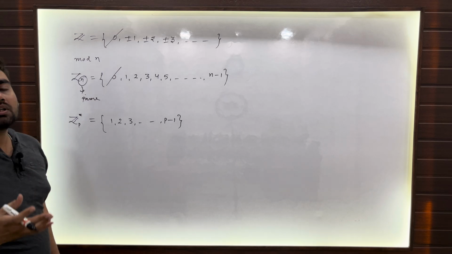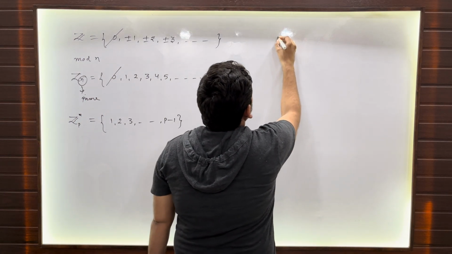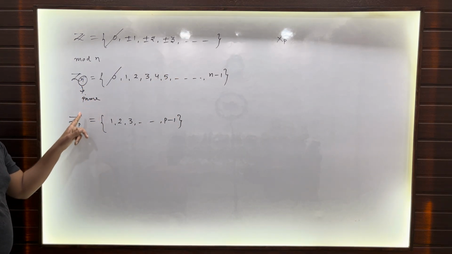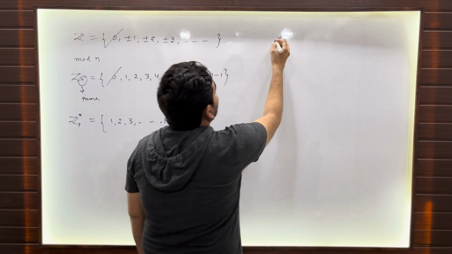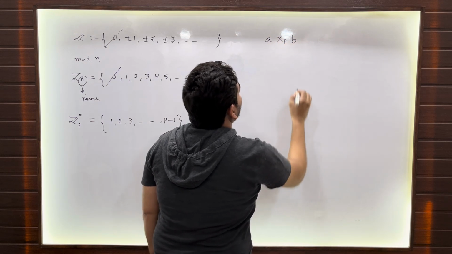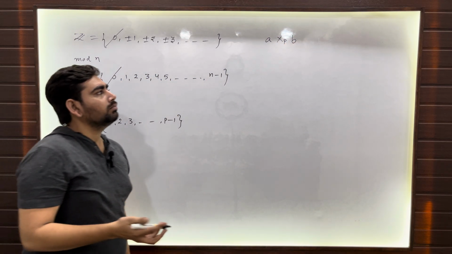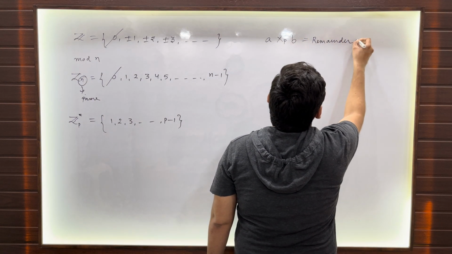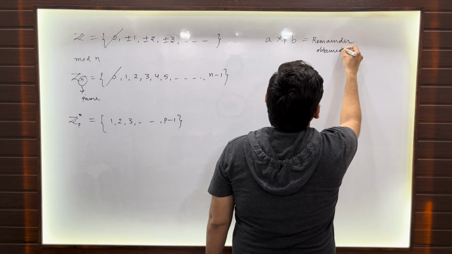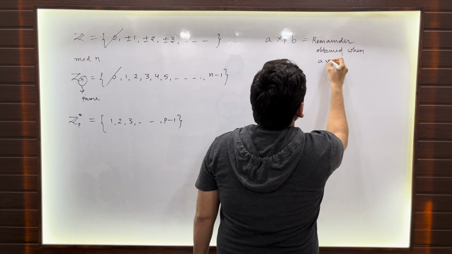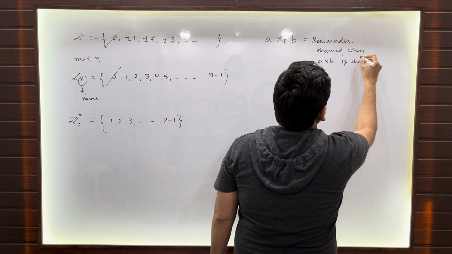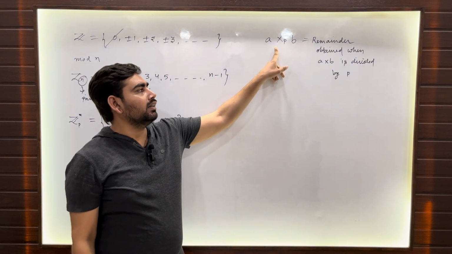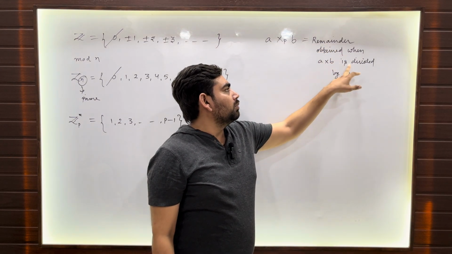Now we define an operation of multiplication modulo n over this set. Since we have taken n as prime, it is written as multiplication modulo p. So we are defining the operation of multiplication modulo p as: when a and b are multiplied under the modulo p system, it will yield the remainder obtained when a into b is divided by p.